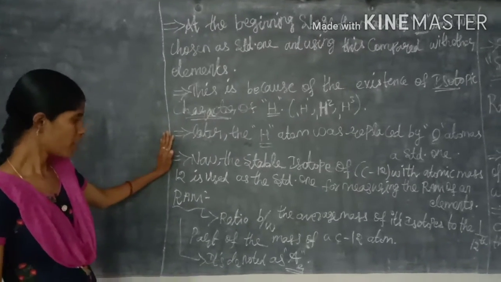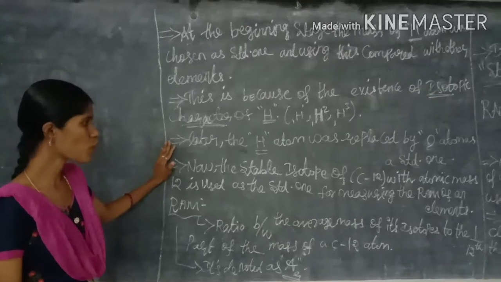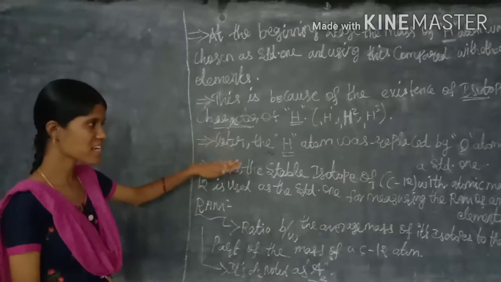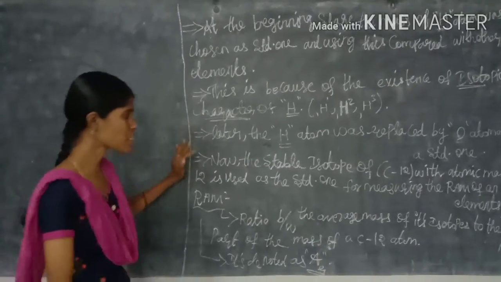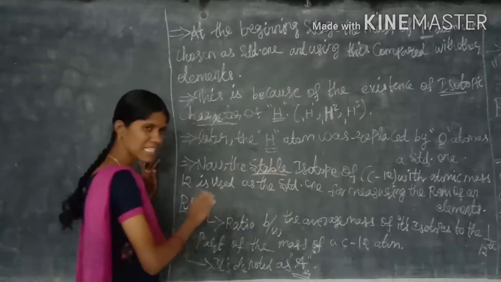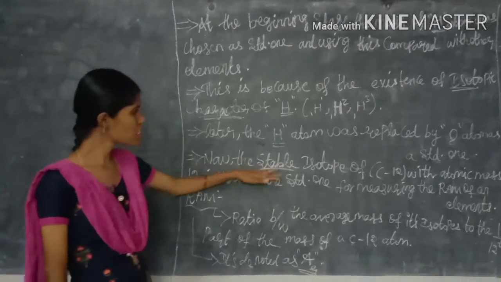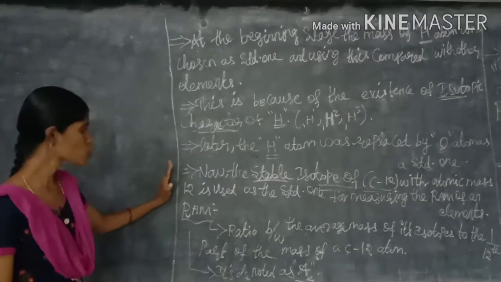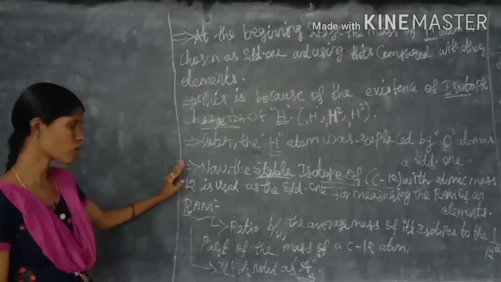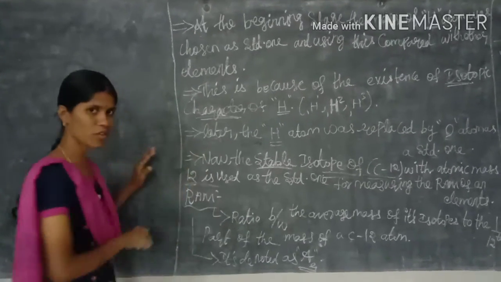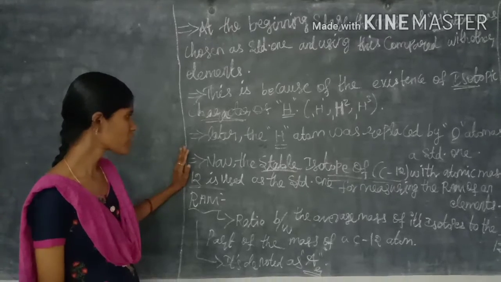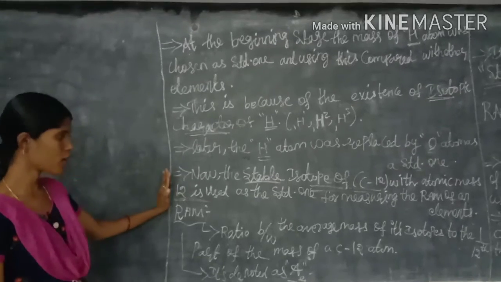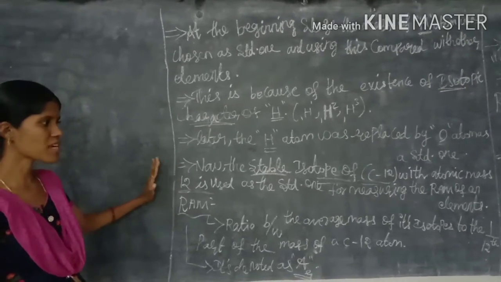Nowadays, the stable isotope of carbon-12 is used. Stable means it is a fixed one, not changed or varied. So the stable isotope carbon-12 atom, with the atomic mass of 12, is used as the standard one for measuring the RAM, that is, the relative atomic mass of the other atoms. This is the latest stage.